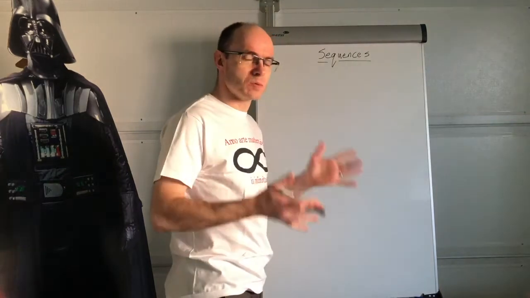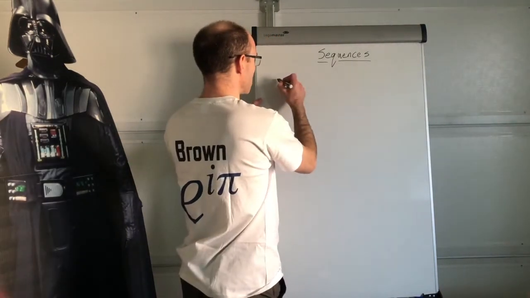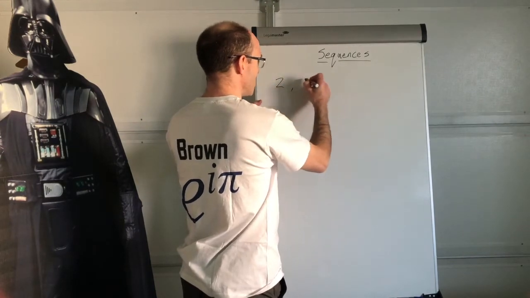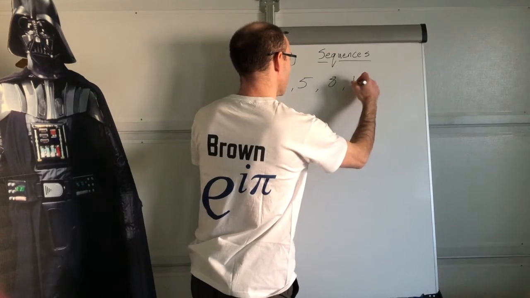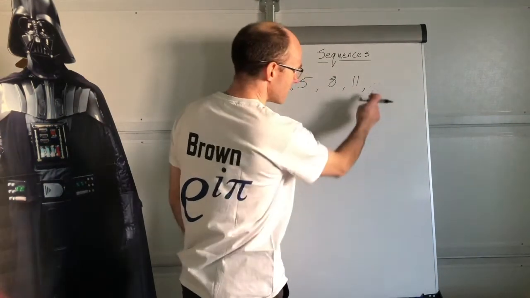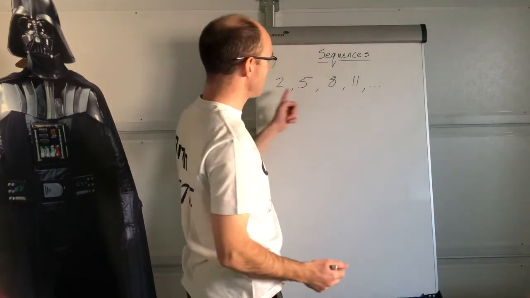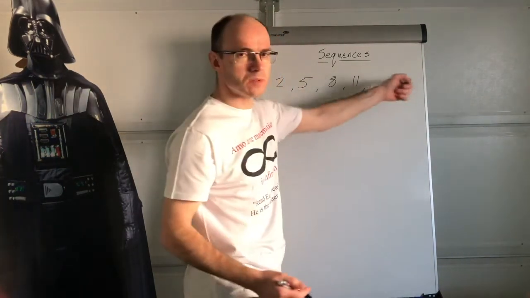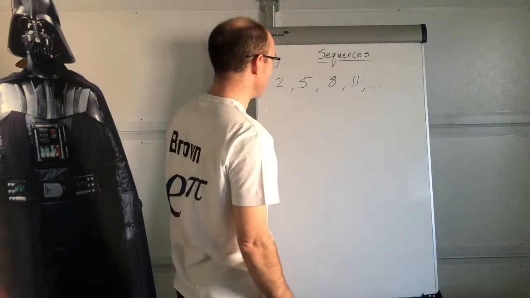What are sequences? Well, you know what sequences are. Let me just write down one of them. Here's a simple sequence: 2, and then 5, and 8, and 11, and I'll put dot, dot, dot. Incidentally, the dot, dot, dot, the ellipsis, means that this pattern continues indefinitely, forever.